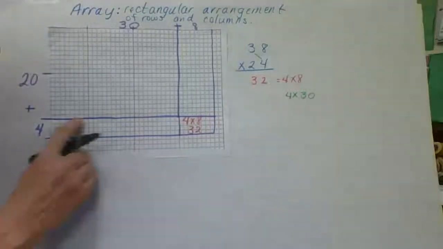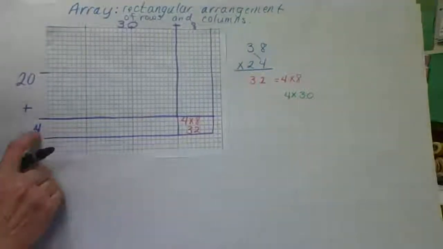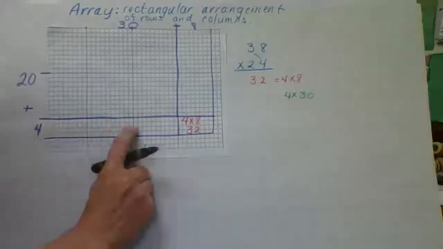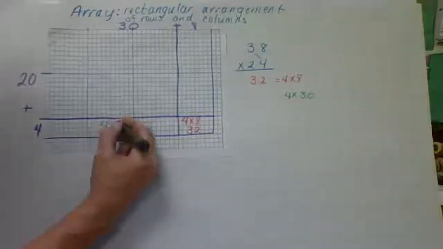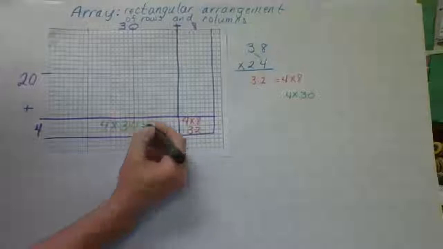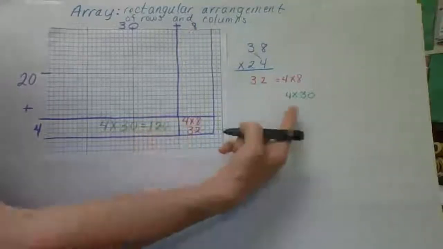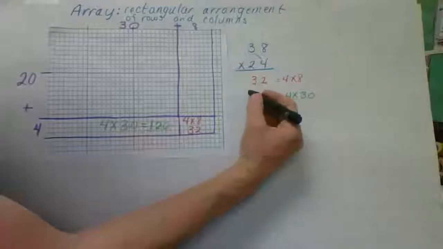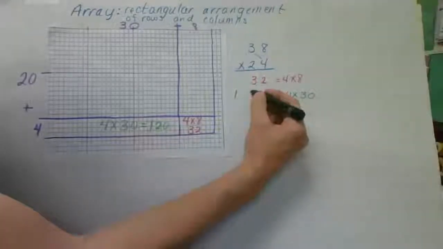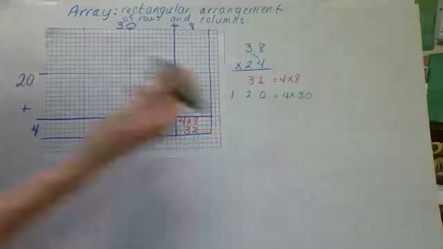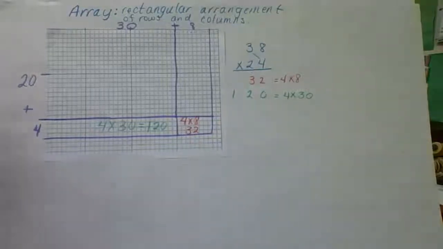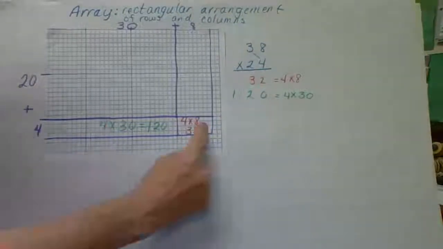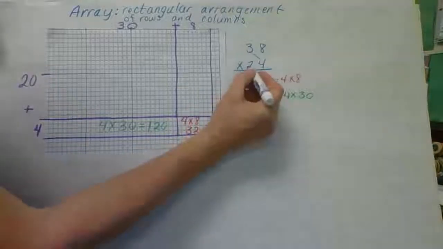And if I look at my model, here it is. I have 4 rows, and there's 30 in each row. So 4 times 30 is equal to 120. And again, in my problem here, I'm just going to write my partial products down so that I can add them. I'm done multiplying my 4, and now I can move over to my tens place.